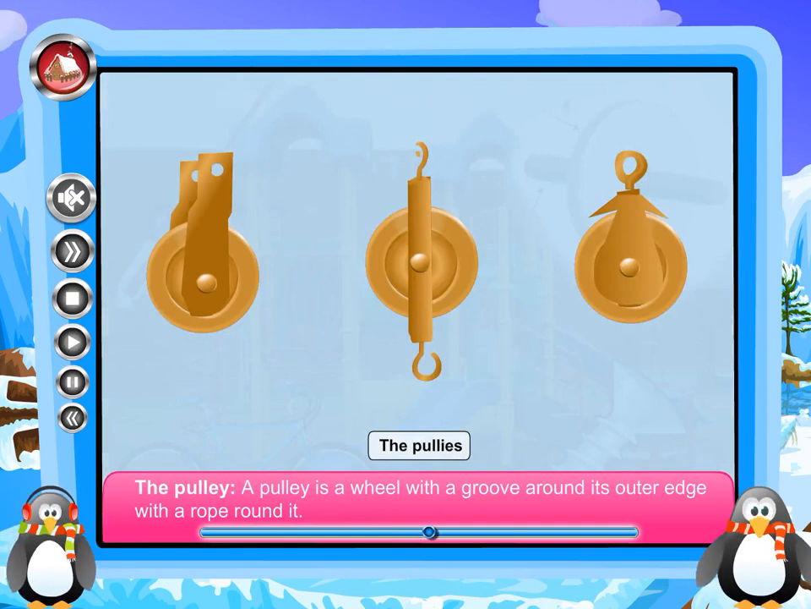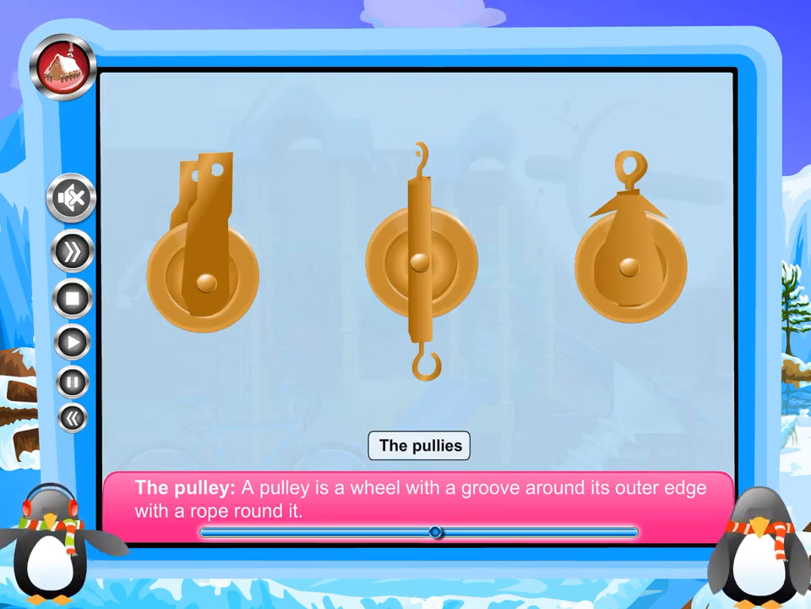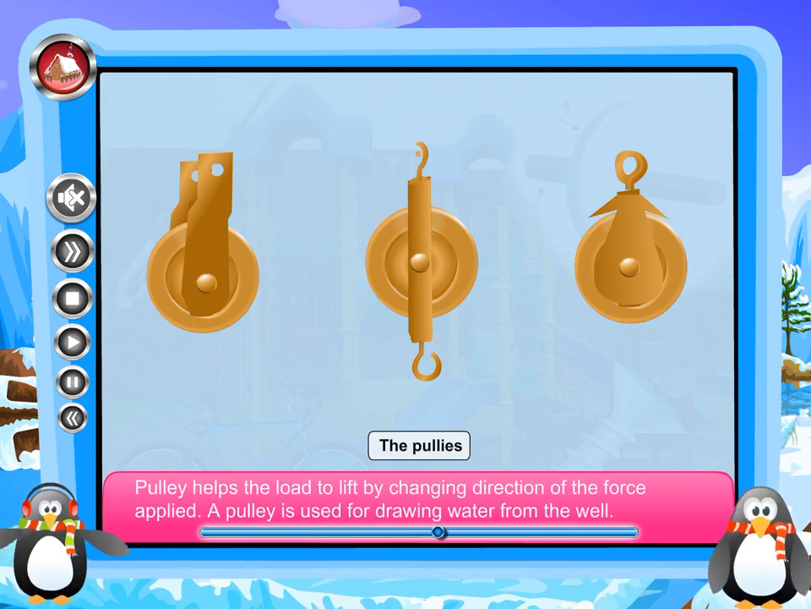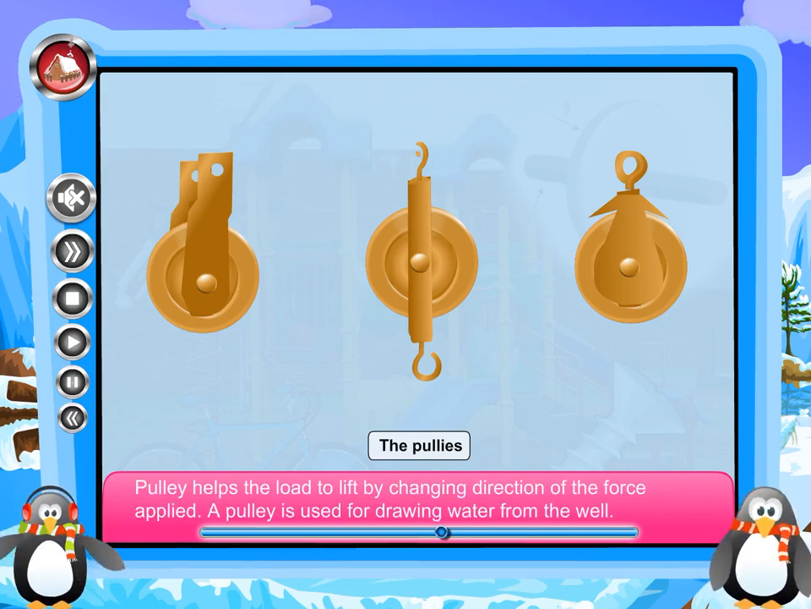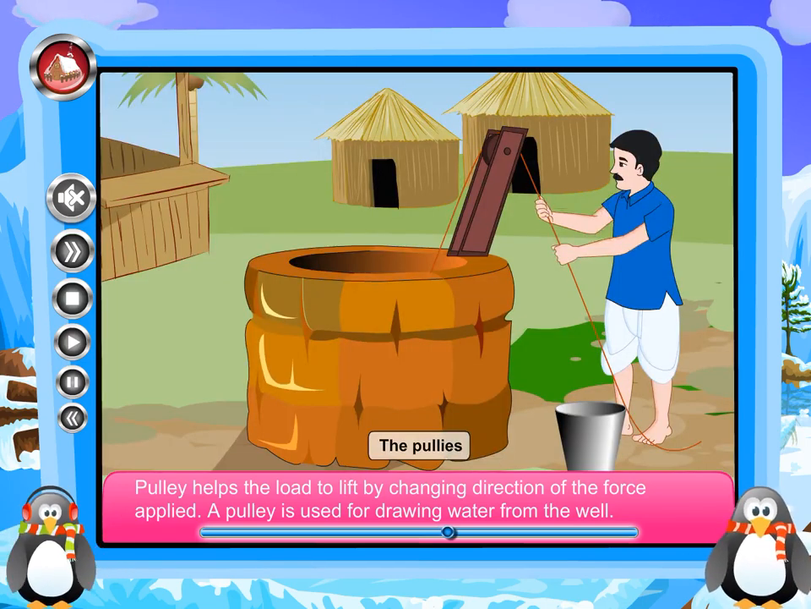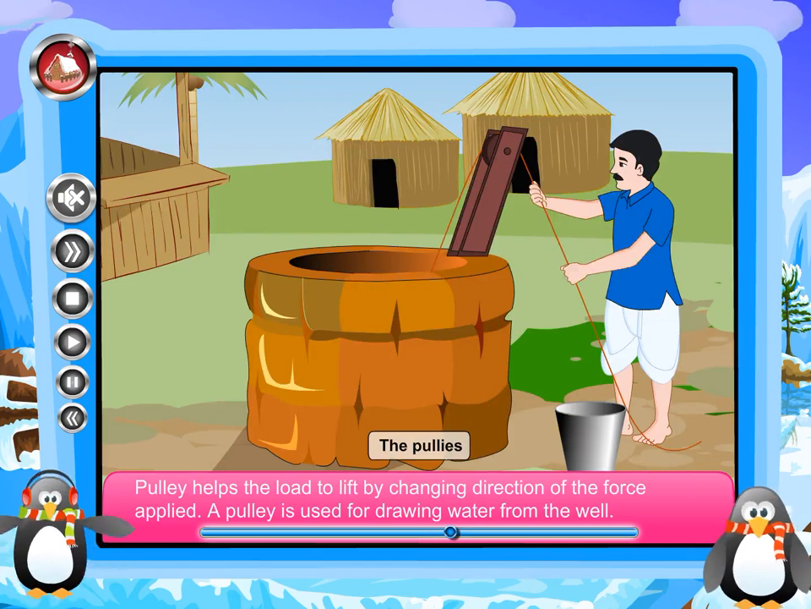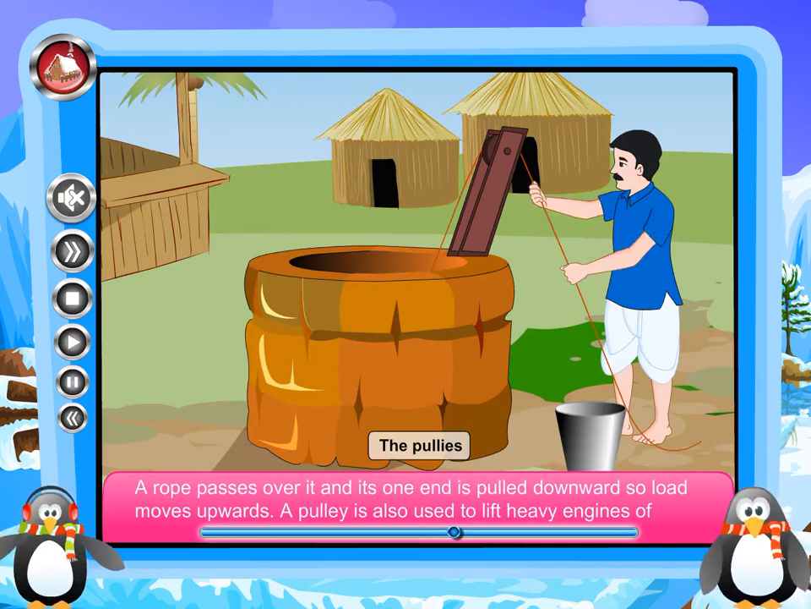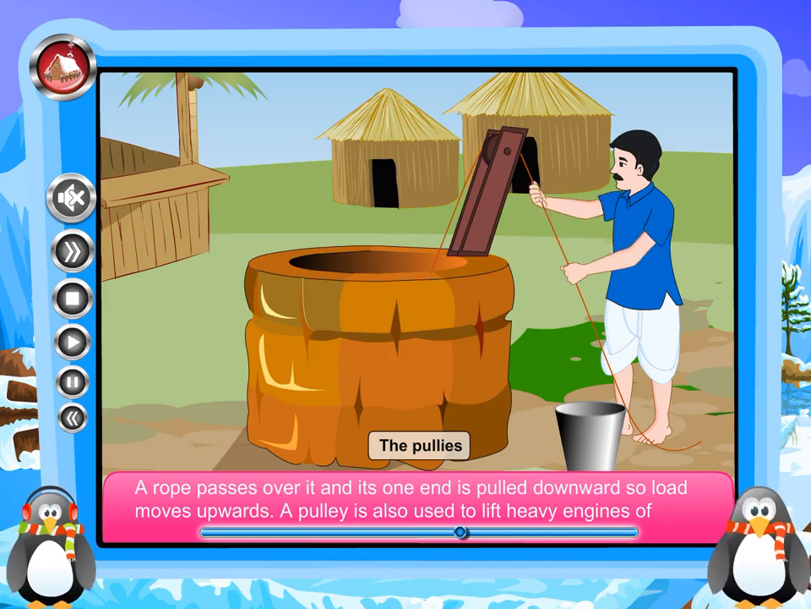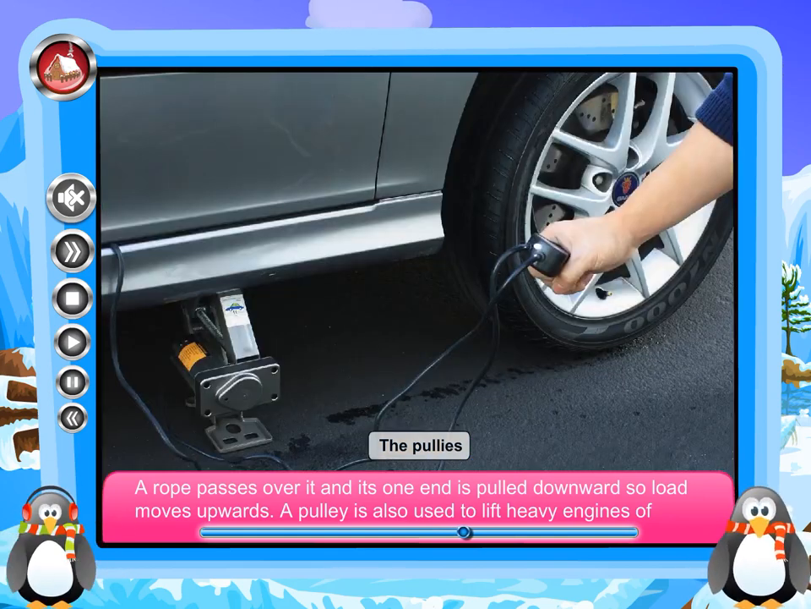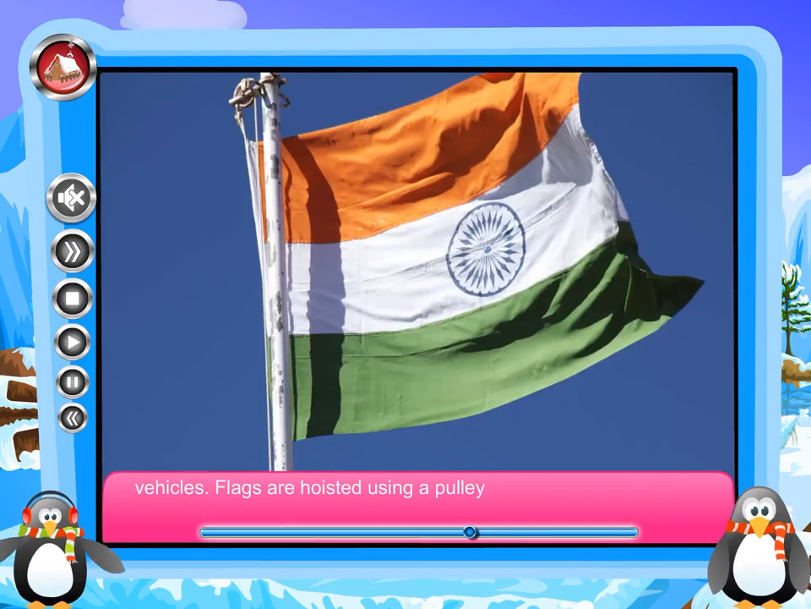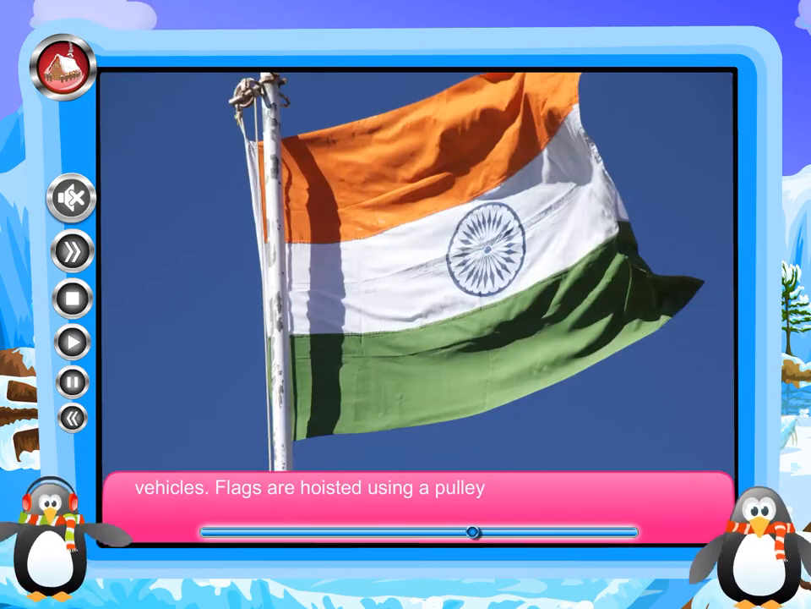The pulley. A pulley is a wheel with a groove around its outer edge with a rope round it. Pulley helps the load to lift by changing direction of the force applied. A pulley is used for drawing water from the well. A rope passes over it, and its one end is pulled downward, so load moves upward. A pulley is also used to lift heavy engines of vehicles. Flags are hoisted using a pulley.